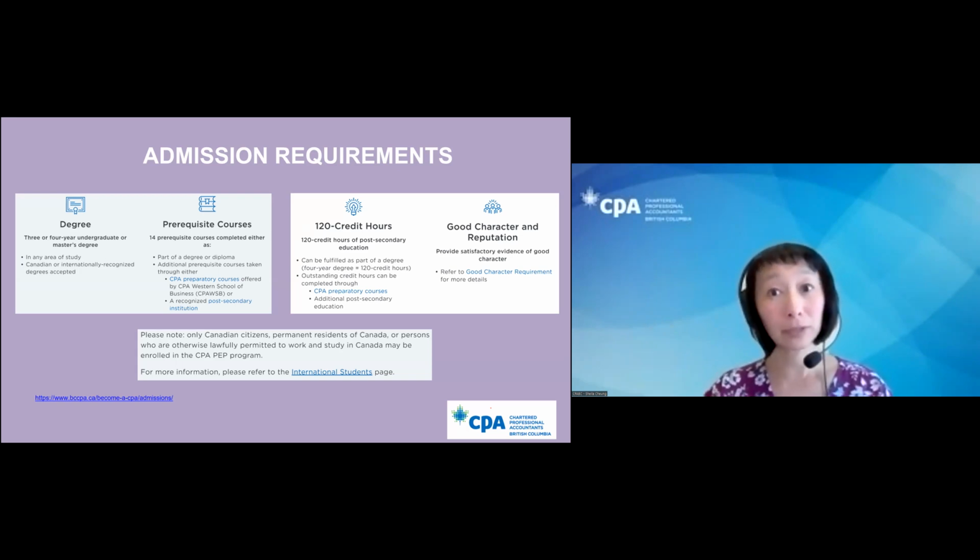Now, going back to the degree, what exactly are we looking for in the degree requirement? We are looking that individuals have completed at least a degree or degrees equivalent to total 120 course credits. We must be a person of good character and reputation. This is a self-declaration that individuals would fill out, and we have information on our good character requirement for more details.